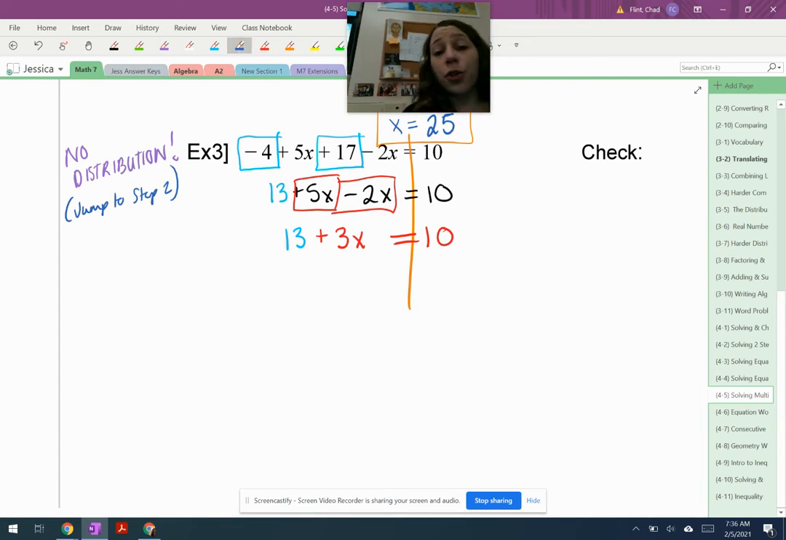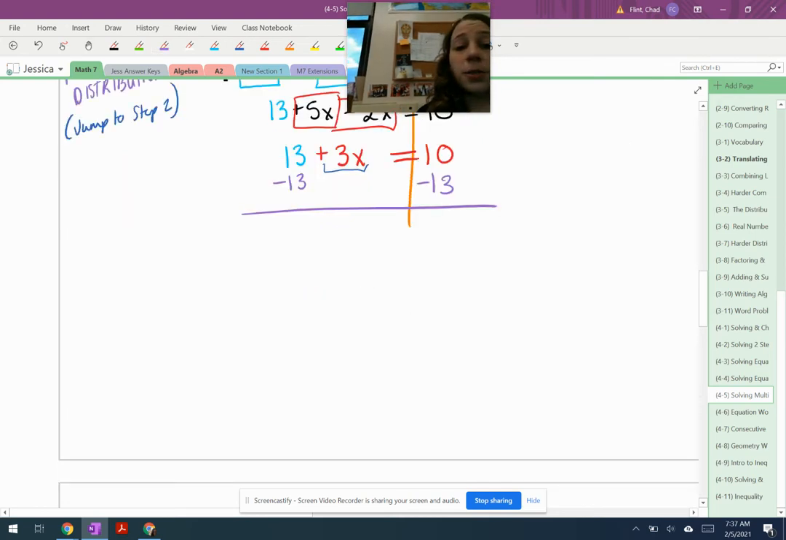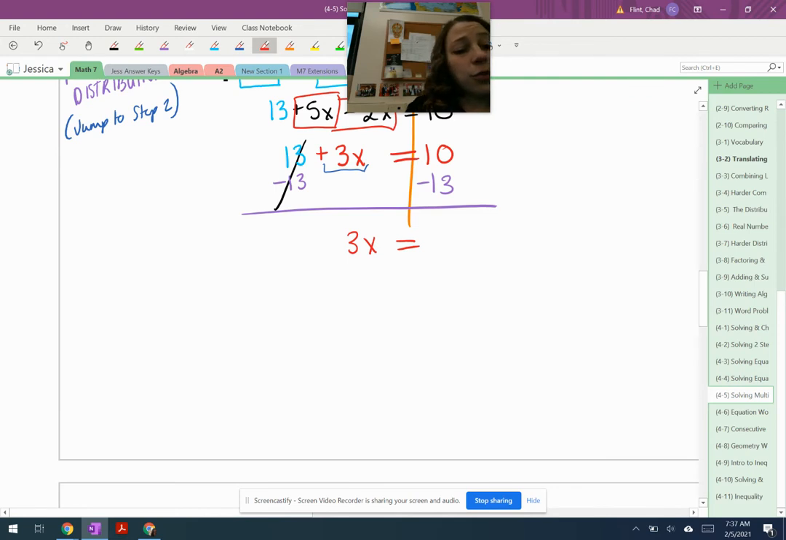Get the x term by itself first. Get that 3x alone by dealing with that +13. The opposite or the inverse of a +13 is to subtract 13 from both sides. My 13 minus 13 cancels just like I wanted it to. And I'm left with 3x is equal to 10 minus 13. Again, doing that in your calculator is a -3. I'm doing it in my head.